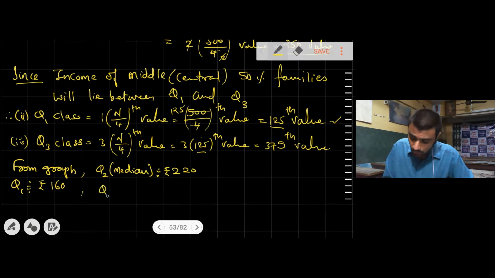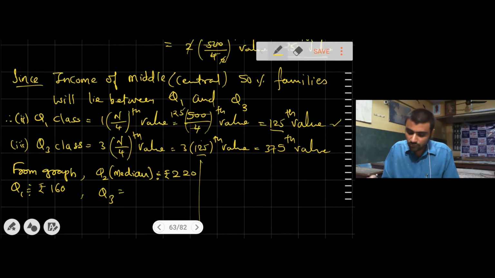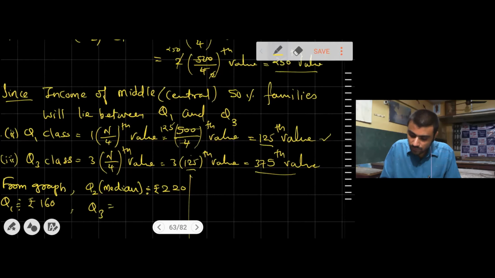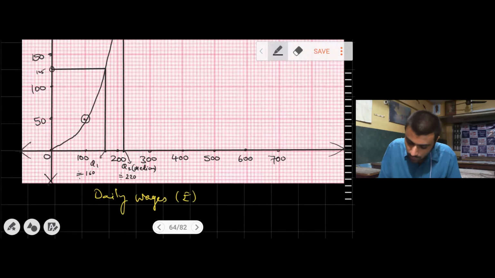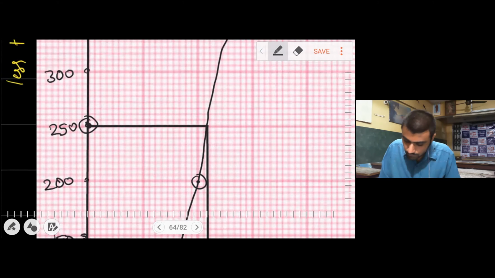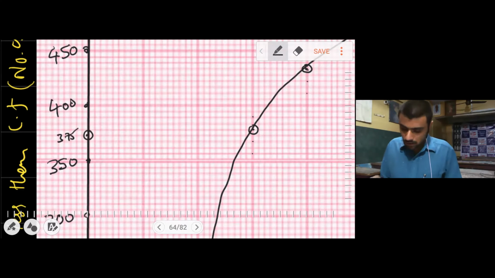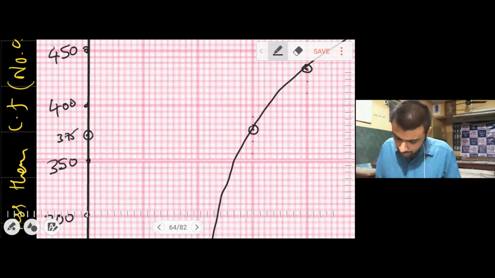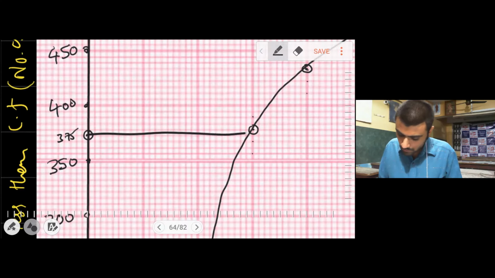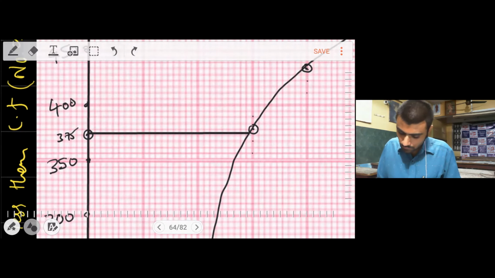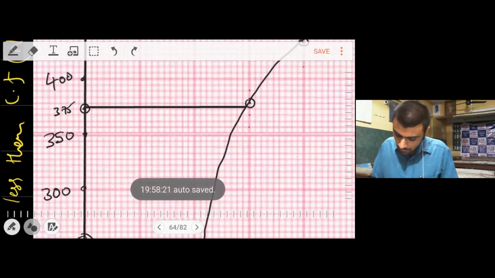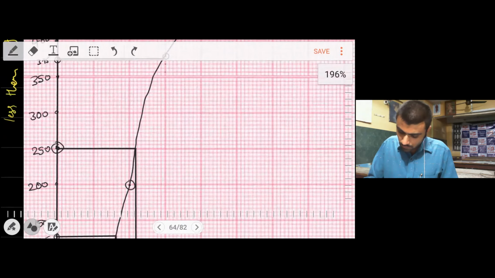Because we do not have any specifically accurate value. Now we'll come to Q3, and for that Q3 first we have to plot the 375th value. The 375th value will come here. This is 375. From there, I have to draw a straight line to the curve, and from that point, I have to draw a straight line to the x-axis.